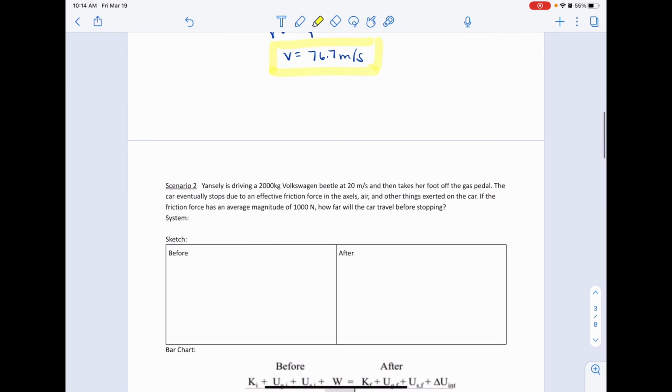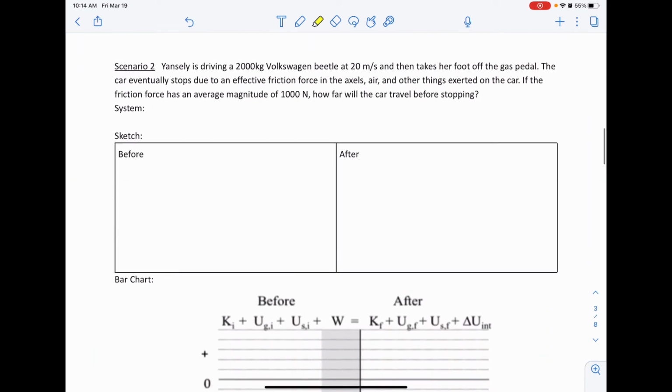Let's look at a second scenario here. We have Janseli driving a 2,000 kilogram Volkswagen Beetle at 20 meters per second, and then she takes her foot off the gas pedal. The car eventually stops due to the effective frictional force of the axles, air, and other things exerted on the car. If the frictional force has an average magnitude of 1,000 newtons, how far will the car move before stopping? Okay, let's draw our sketch.